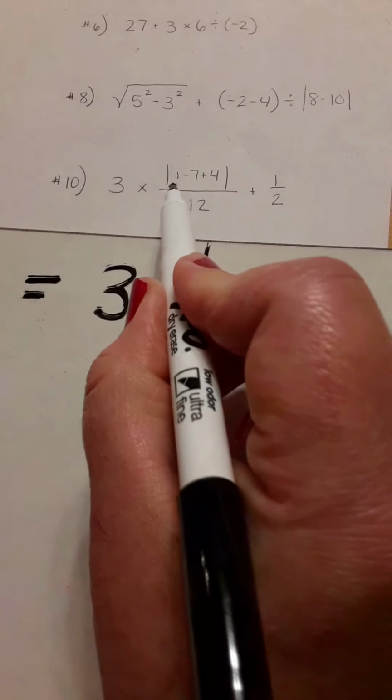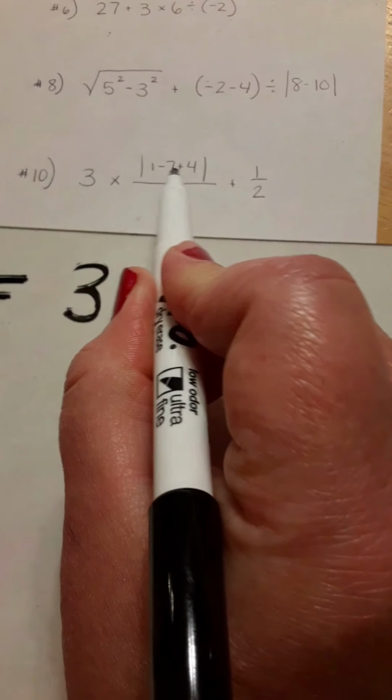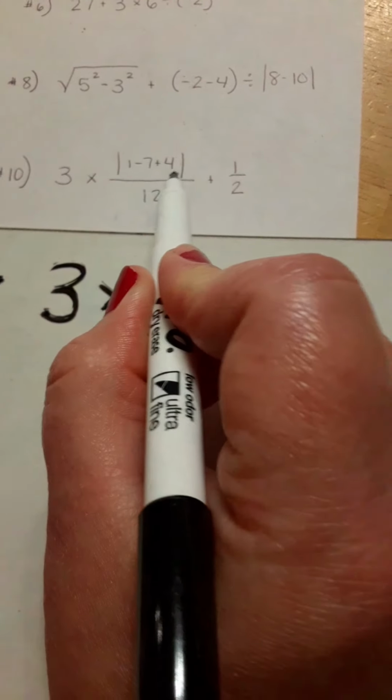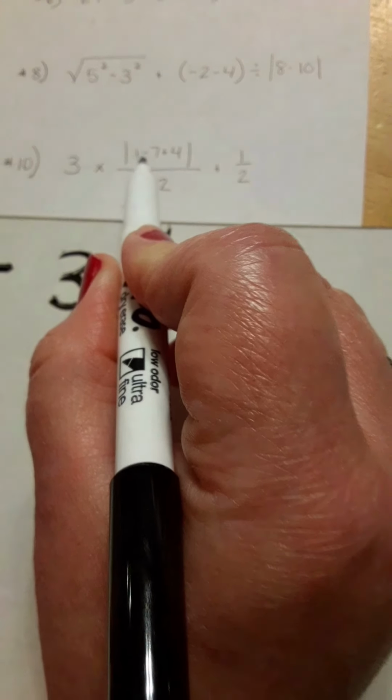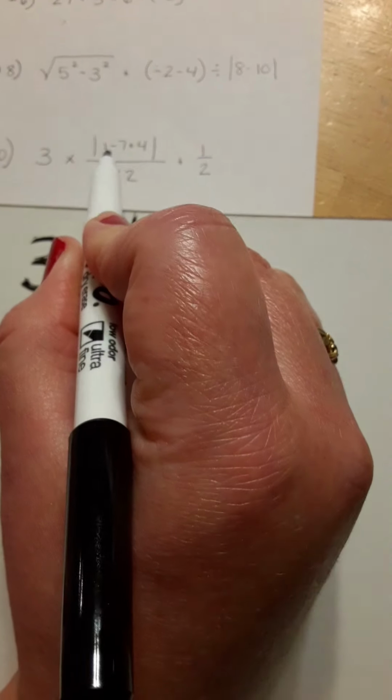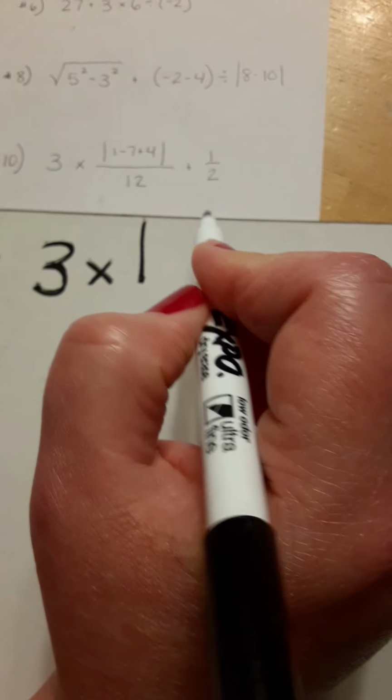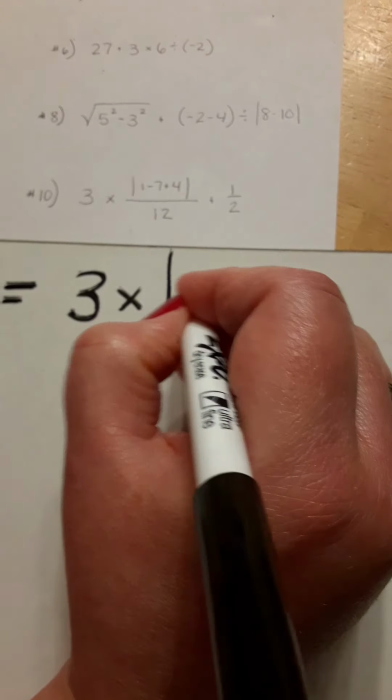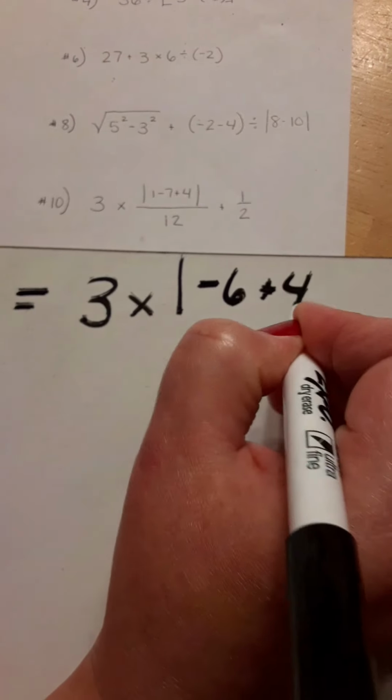Okay, so in my absolute value, I have a subtraction and addition. So I've got to go left to right here. So 1 minus a 7, or we can think of it as 1 plus a negative 7, gives me negative 6. Then I have my addition of 4.